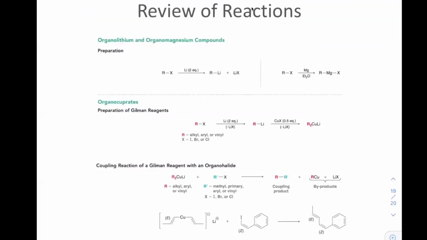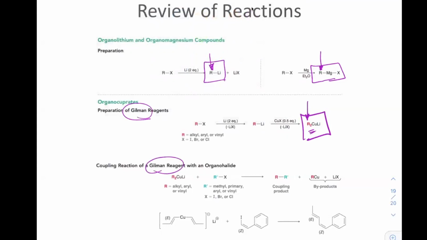So if we quickly review, we can have organolithium acting by itself as just a simple organolithium compound, having that R group act as a nucleophile. We can have magnesium to make a Grignard reagent here, where that carbon right there is negative and acts as a nucleophile. We can have the Gilman reagents, where we use two R groups to make that a nucleophile that we can use in a subsequent reaction. And then we can use this Gilman reagent to couple.